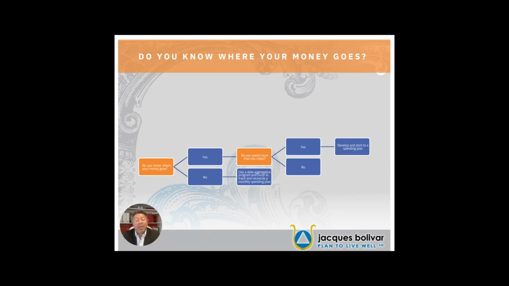The first step, and the most important step, is to know where your money goes. Now, if you can answer yes to knowing where your money goes, then you can progress on to determine whether or not you're in the position to focus on paying down more debt. But if you don't know where your money goes, you need to introduce yourself to data aggregation. Well, you may be saying, Jacques, that's a very big word.